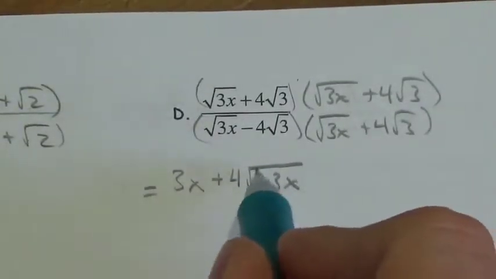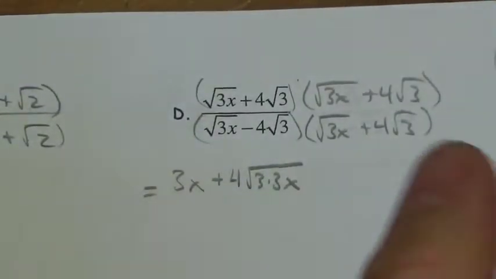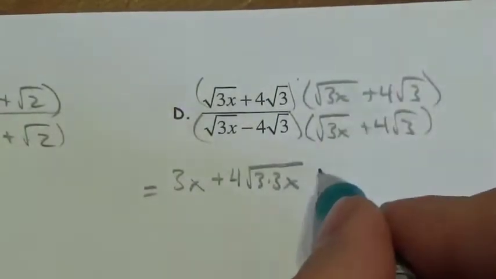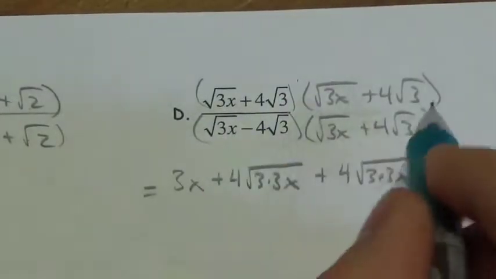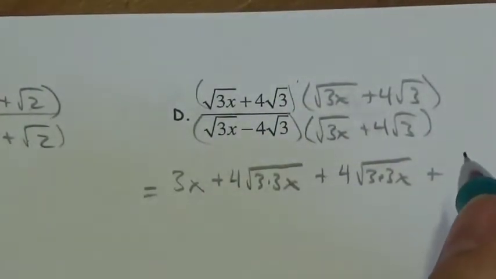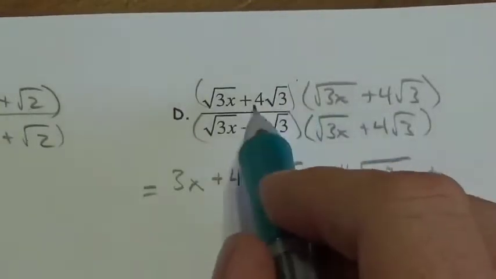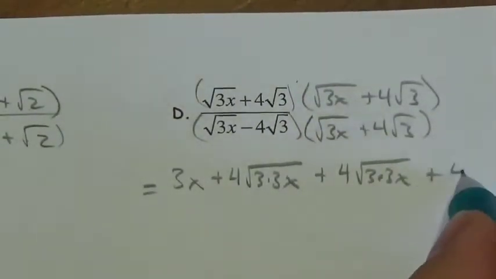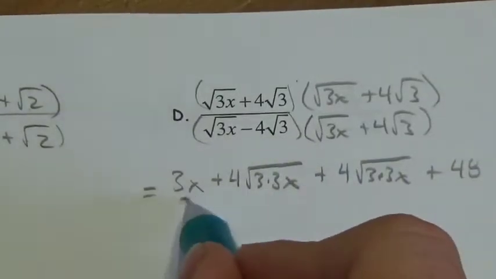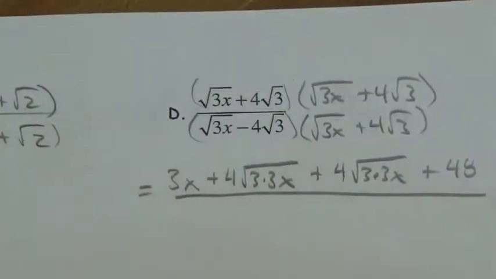Now I'm going to write it like that because you can see right away there's going to be some simplifying. Here I'm going to end up with the same thing, 4 root 3 times 3x. And then at the back here, we've already done this before where we had 4 root 3 and we squared it. We already know 4 times 4 is 16. Root 3 times root 3 is 3. Multiplied together, it's going to give me 48. I'm going to come back to that in a second.